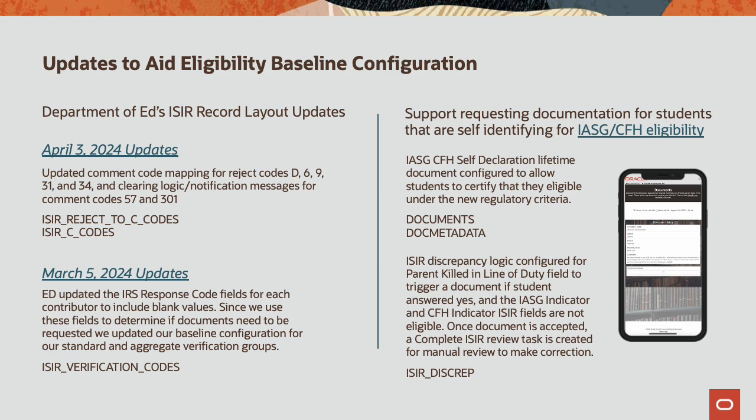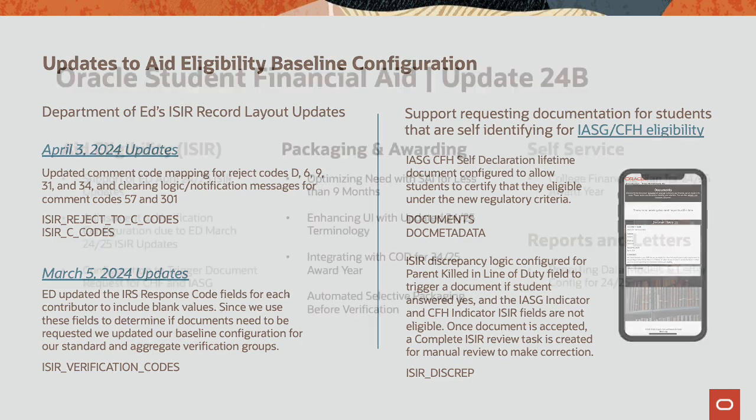In addition to the Department of Education updates, we also enhanced our logic for Children of Fallen Heroes and ISAG eligibility. We have added logic that will trigger a document request for a student to verify that they are eligible for Children of Fallen Heroes or ISAG if they have answered yes to parent killed in line of duty on their FAFSA. Once the document is accepted, a complete ISR review task will be created for manual review to make the ISR correction.